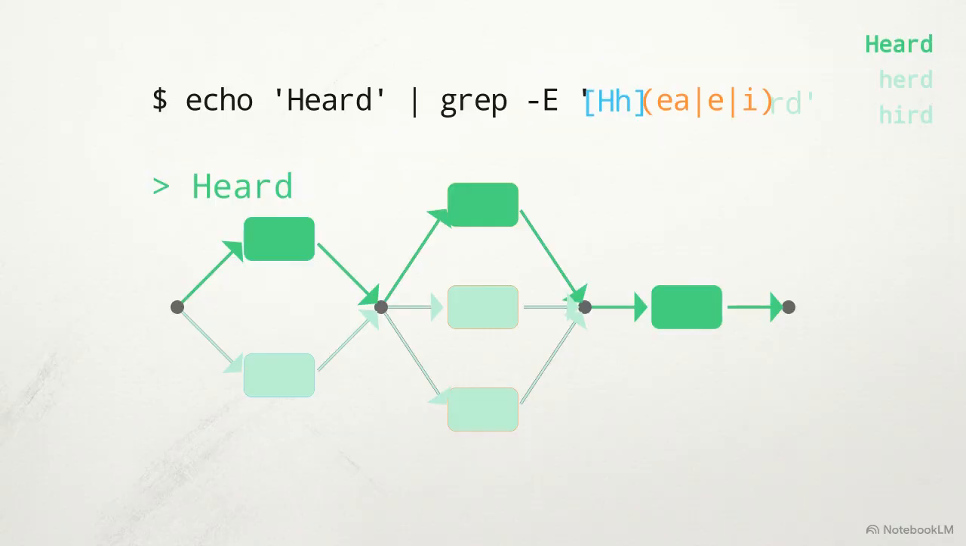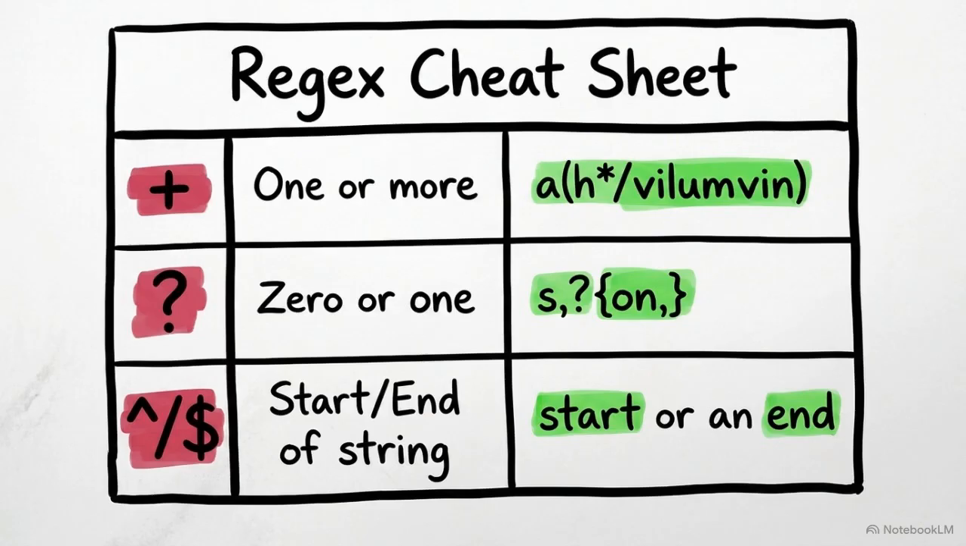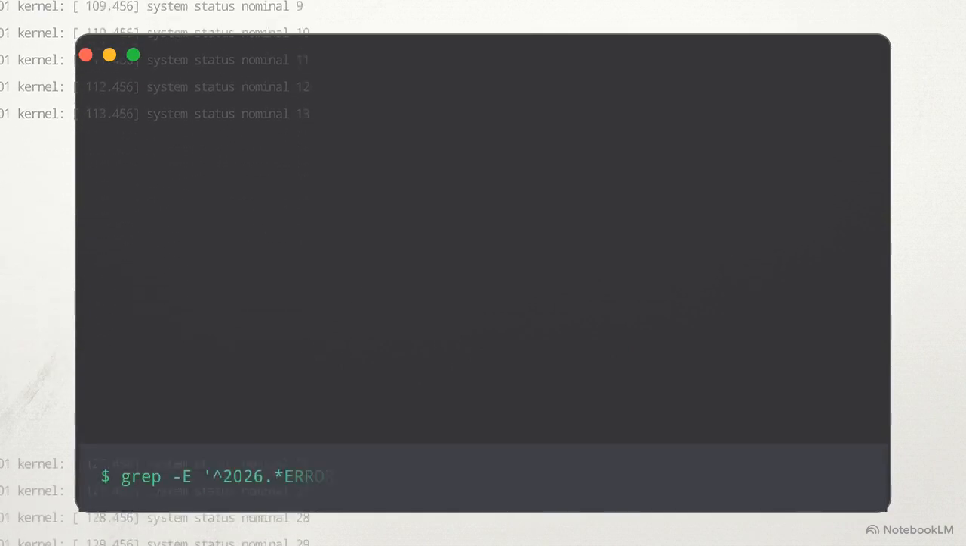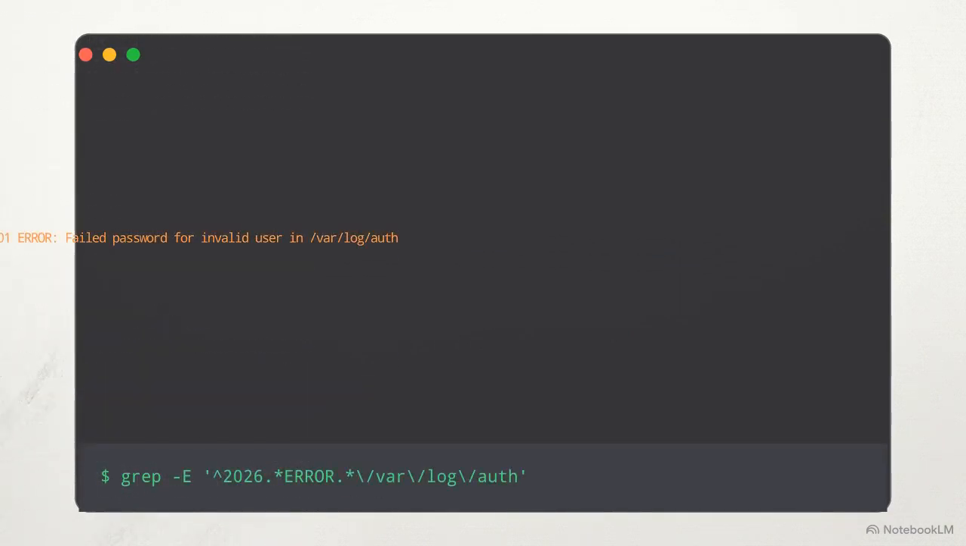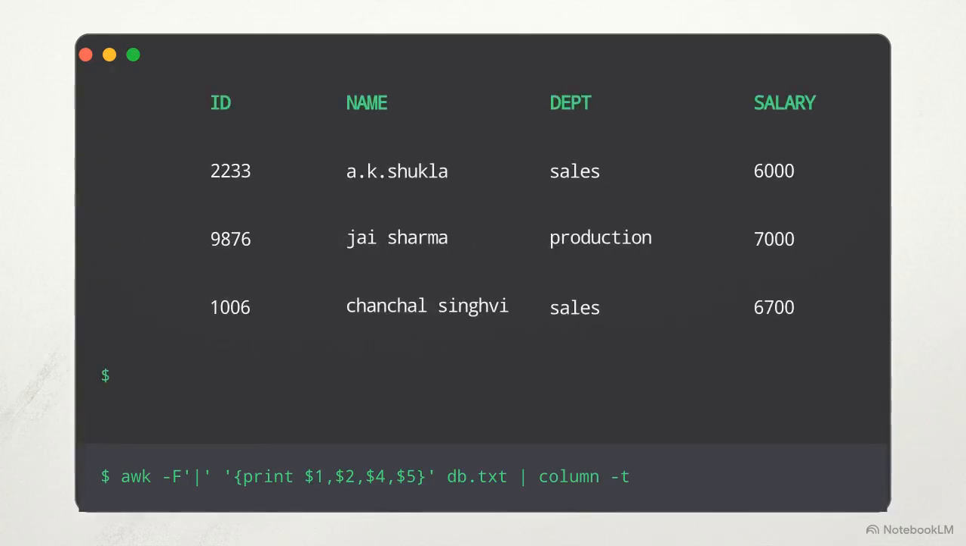This table summarizes the core symbols. We have our character classes for specific options, the dot and asterisk for open-ended matching, the plus and question mark for strict numerical constraints, and our positional anchors. Memorizing this syntax gives you absolute command over your operating system. It allows you to process, filter, and reshape raw UNIX data exactly as you need it.